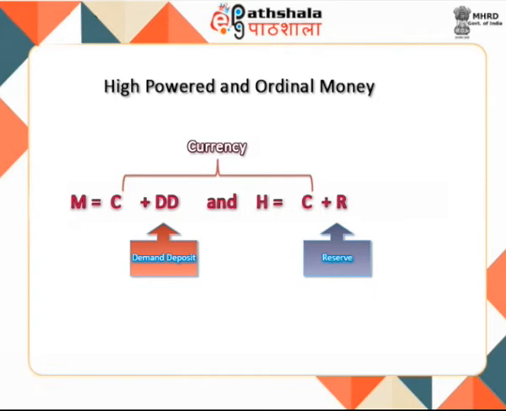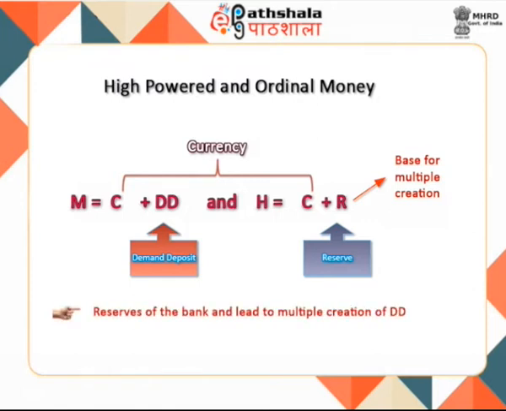Every unit of R serves as the base for multiple creation of DD in a fractional reserve system. The entire H is called high-powered because, though at one point of time only R gives the high-poweredness to H, yet currency C has the potential to become high-powered the moment it is converted into DD. This then becomes the reserves of the bank and leads to multiple creation of DD, which are a part of money, and hence money also increases by a multiple amount.